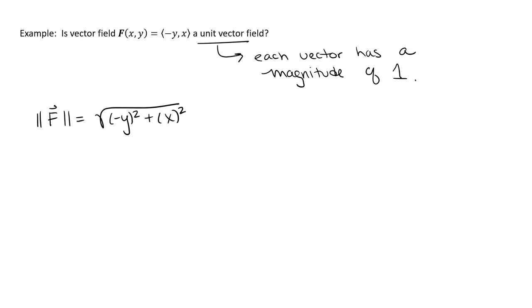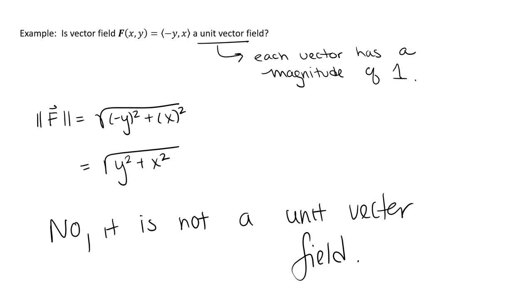To answer that question, I'm going to compute the magnitude of this vector field: square root of negative y squared plus x squared, or square root of y squared plus x squared. This does not have a magnitude of 1 everywhere, because if I plug in, say, the point (2, 2), the magnitude's definitely not 1. This would only be a unit vector field if I could get this expression to simplify all the way down to 1. That's definitely not happening here. So no, this is not a unit vector field.